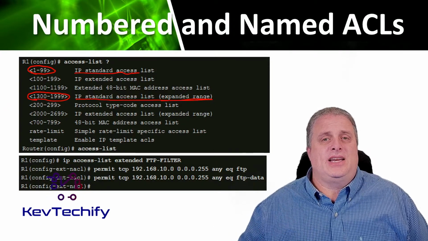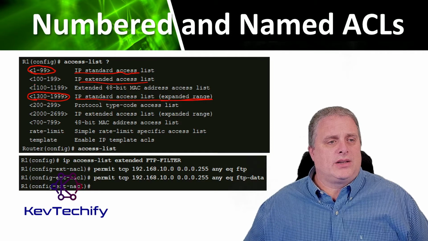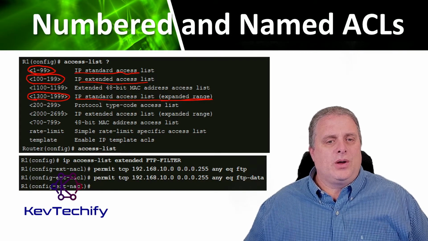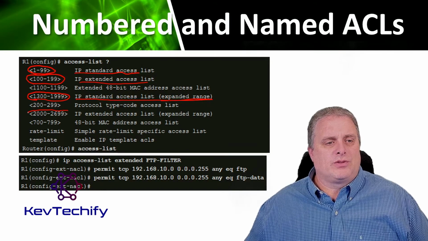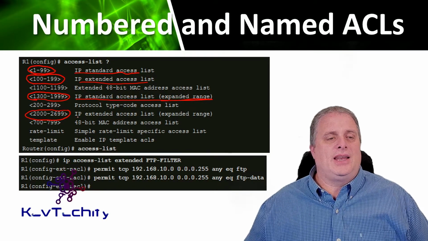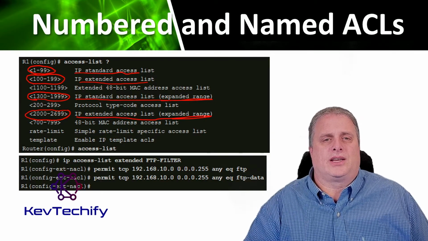Extended ACLs start right here. We have our extended ACLs, and they go from 100 to 199. And then we also have an expanded range here that goes from 2000 to 2699. That is our expanded range for our extended access control lists.